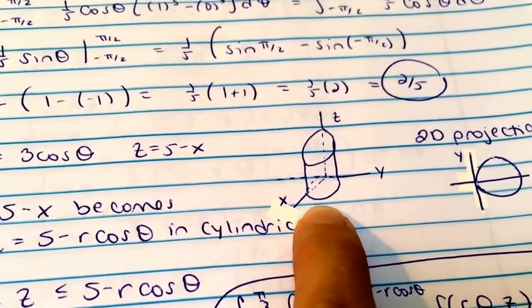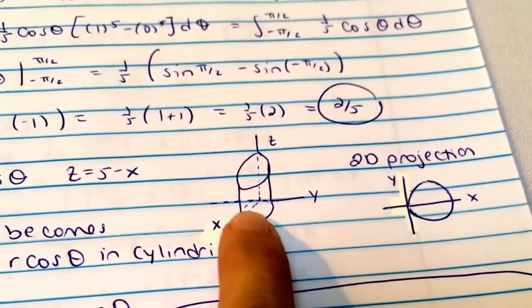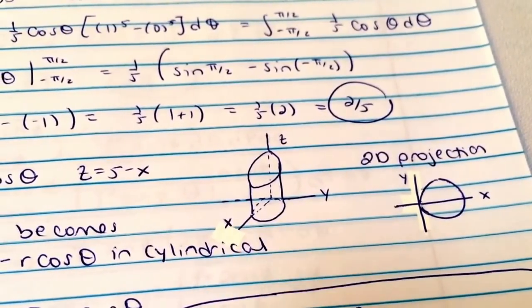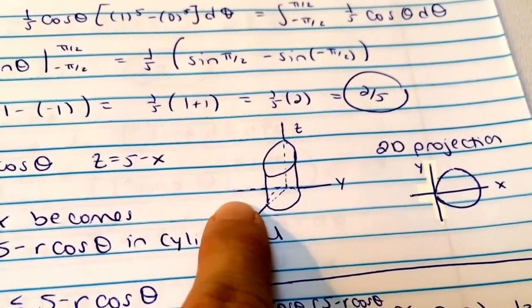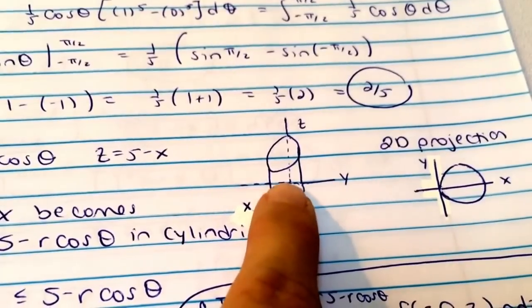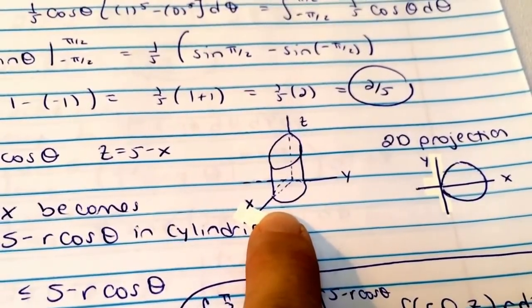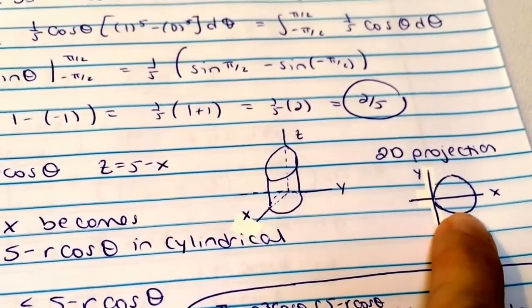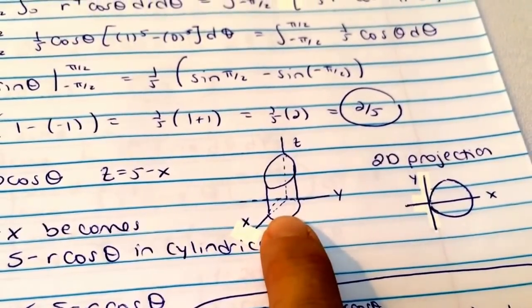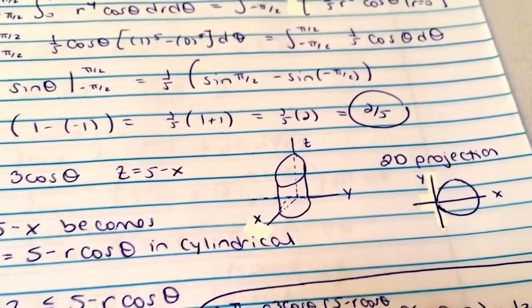The 2D projection is in the xy plane. And notice the x is always positive because it stays in front of the yz plane. But the y can be positive or negative. So it's this circle here. And it just comes from, again, the floor, basically, of this cylinder.